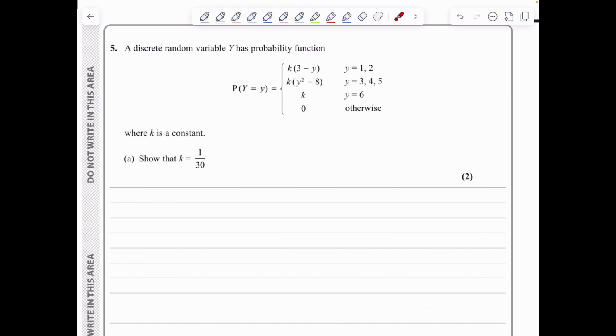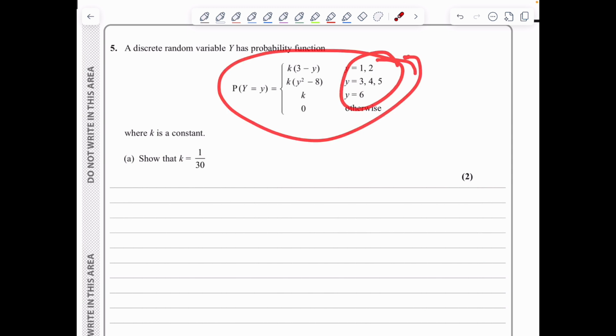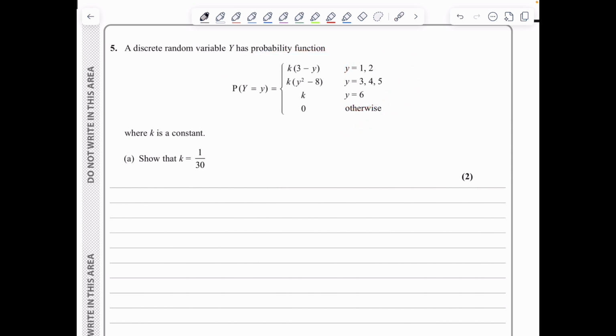When looking at the function here, we can easily conclude that the random variable can attain the values of 1, 2, 3, 4, 5, or 6. So we strongly suggest you draw up a table to see all the possibilities and all the associated probabilities. So we've got y attaining values of 1, 2, 3, 4, 5, or 6. And let's look at the probabilities of y attaining each of these values.